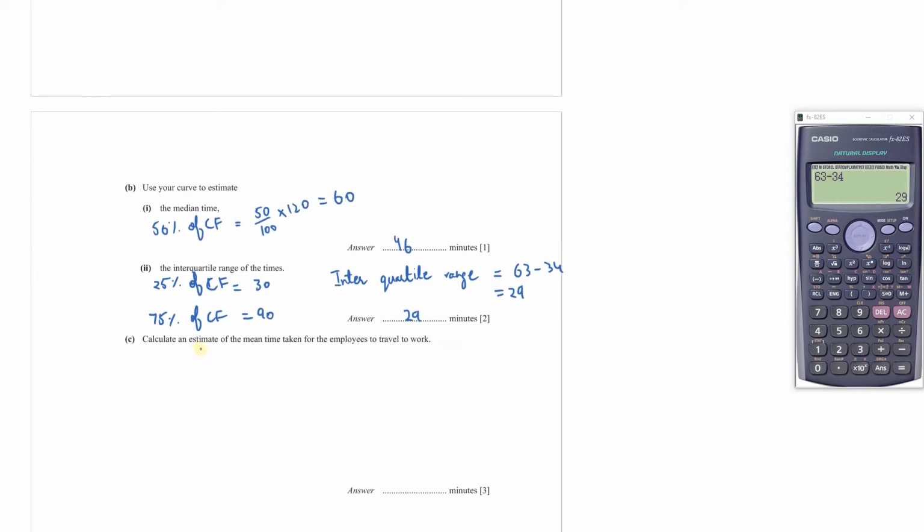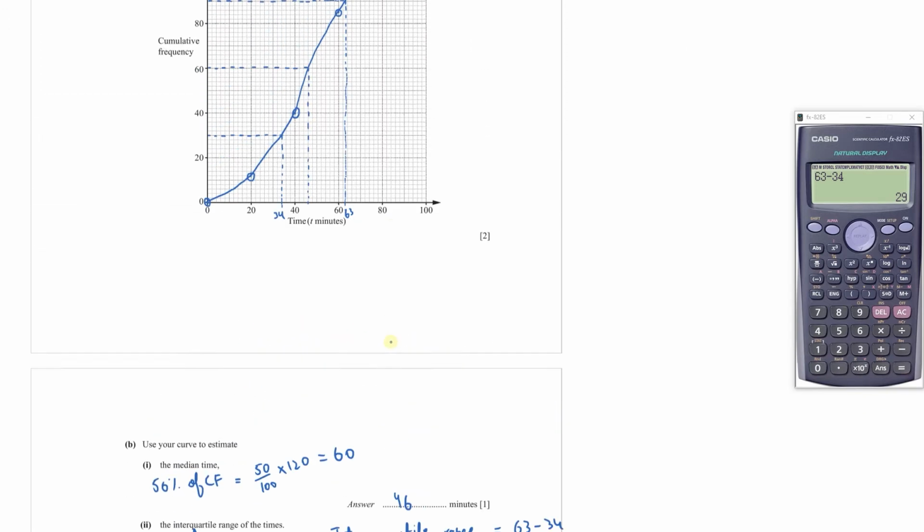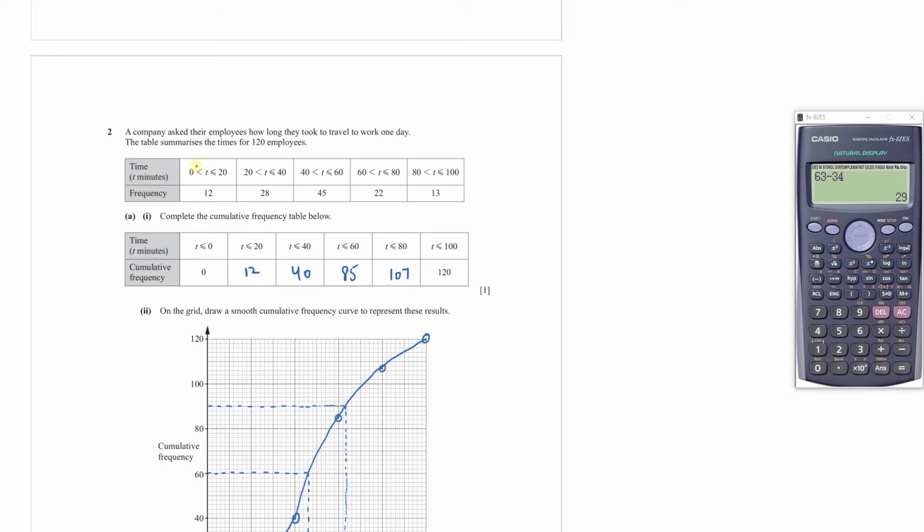Part C is: calculate an estimate of the mean time taken for the employees to travel to work. Here you don't have exact values of times, you have ranges. Each range is 20: from 0 to 20, 20 to 40, 40 to 60, and so on. When you're given ranges instead of exact values, to find the mean you take the middle value as the average value for that range.